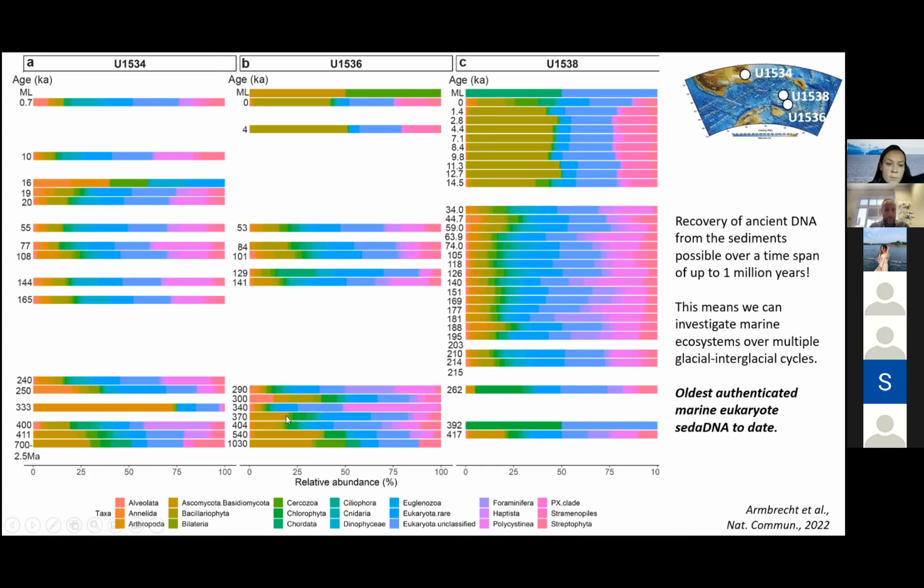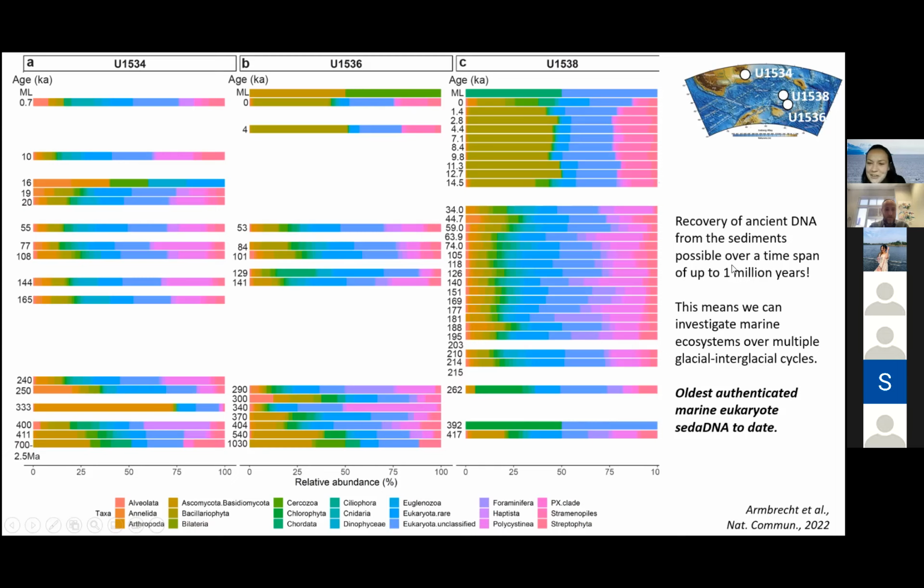And then the post-cruise dating showed that some of those samples were up to 1 million years old, which was really exciting, because we did get these eukaryote signals out of these samples. So this is the oldest marine eukaryote record that we have from Antarctica, and I'm not aware of any others for those organisms.